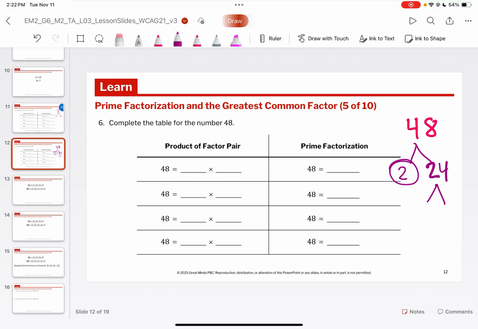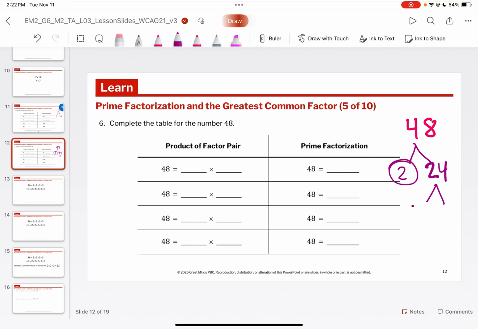No. What are 2 factors of 24? 6 and 4. What else? 12 and 2. Do either one work? You'll get the same answer. All right. We keep going. Do you want to go to 6 first, or do you want to go to 4? 4. All right, let's do 4.